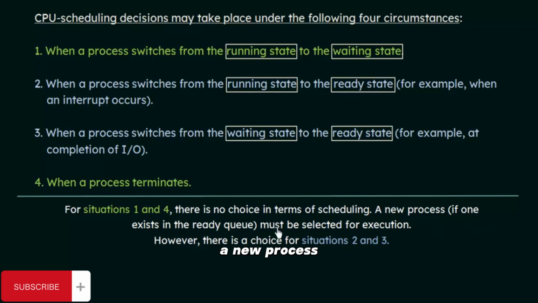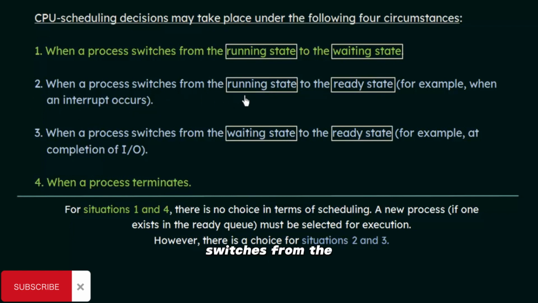A new process, if one exists, in the ready queue must be selected for execution. So in the ready queue, if there are processes available, we have to select one, and it must be given for execution. However, there is a choice for situations 2 and 3. So let us closely observe situations 2 and 3 and try to understand what is the choice that it is talking about.